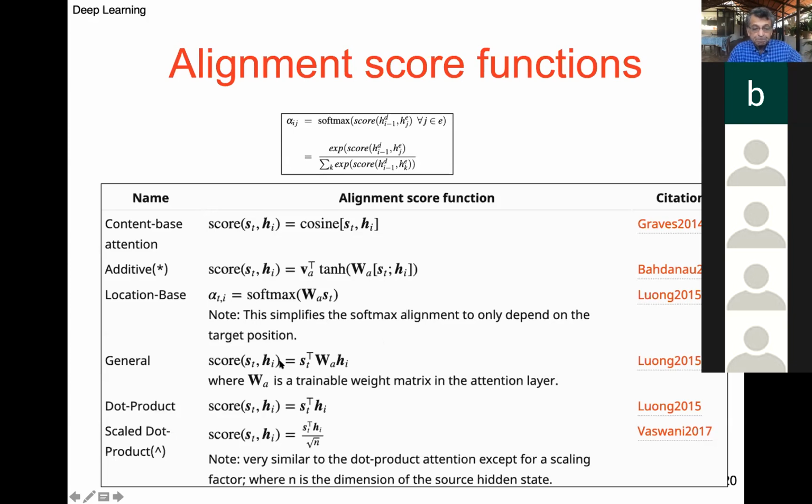All right, then. So these are all the different scores.